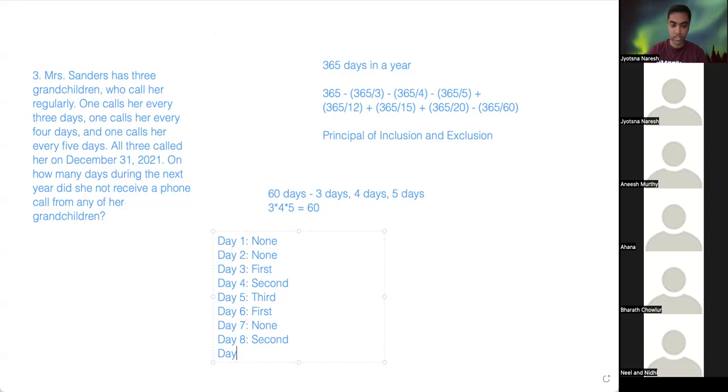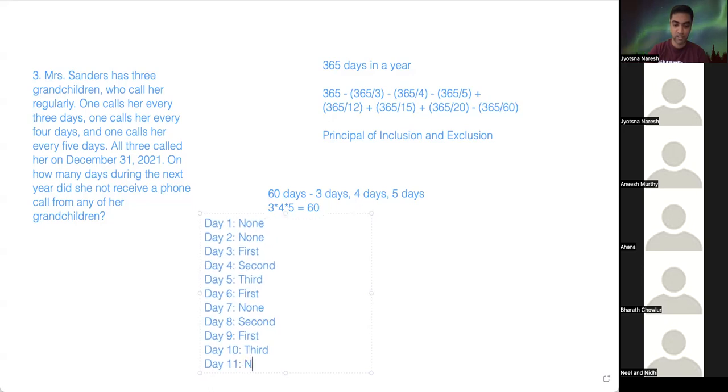Let's just do 1 or 2 more just to see the overlap. Day 9, what happens? The first called. Okay, let's just do a few more. Day 10, the third one. Day 11, none. Day 12, the second and the first. First and second. Good. Yeah, so this is the pattern.